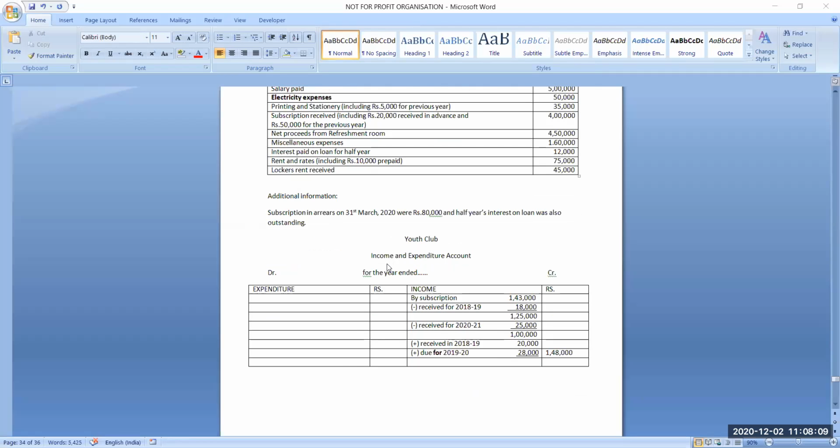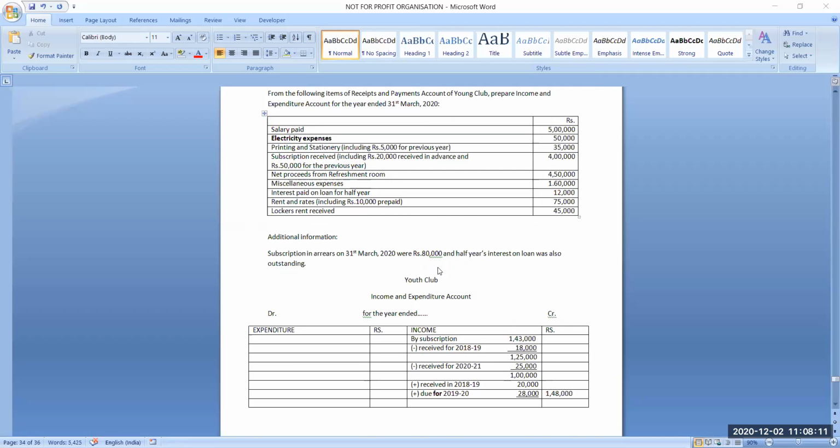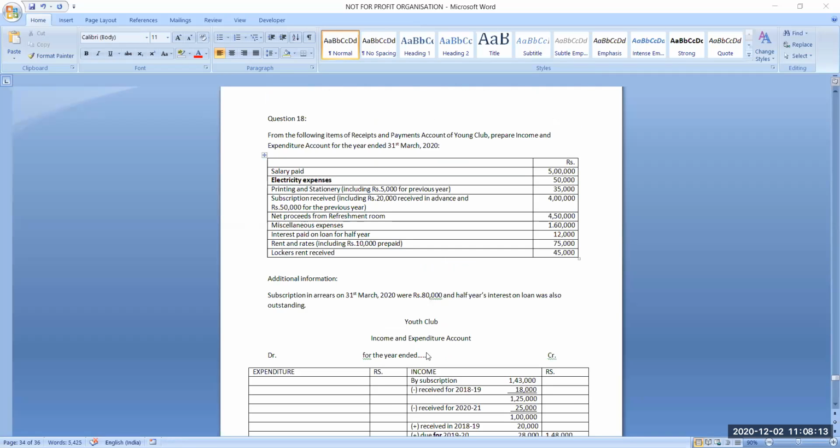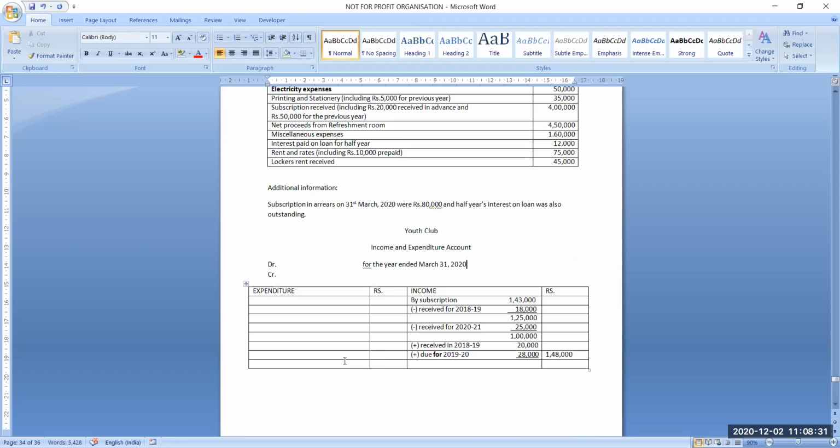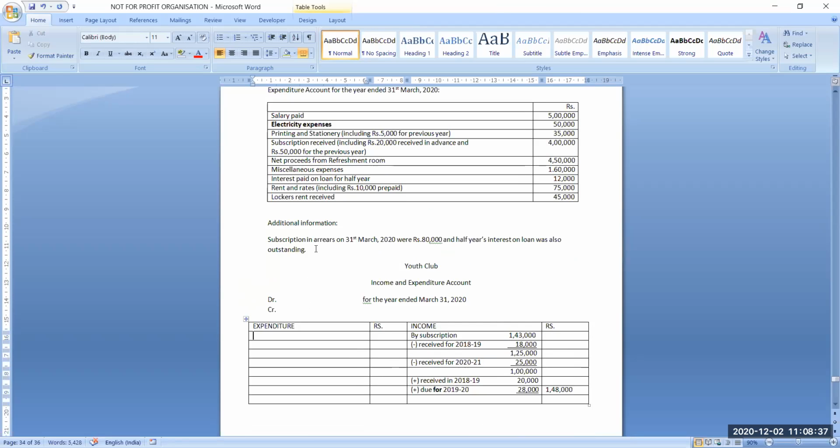So we have written the name of the club, we have written the name of the format, and we are preparing it for the year ended 31st March 2020. Now here we will write incomes, and on this side we will write the expenditures. First expenditure given here is salaries paid.